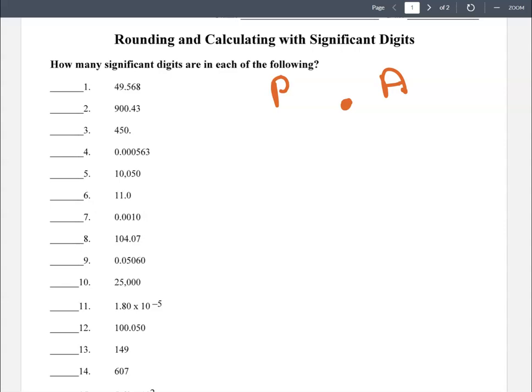P stands for the word present. A stands for absent. And it's in reference to a decimal. Is the decimal present or is the decimal absent? If the decimal is present, you start from the first non-zero digit and you count going left to right. If it is absent, you start from the first non-zero, but this time you're counting right to left. So we're going to use that tool, and we are going to do numbers 1 through 5 together.